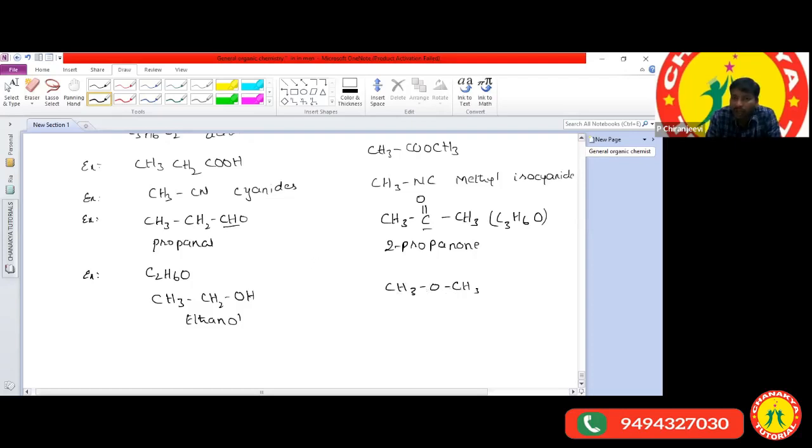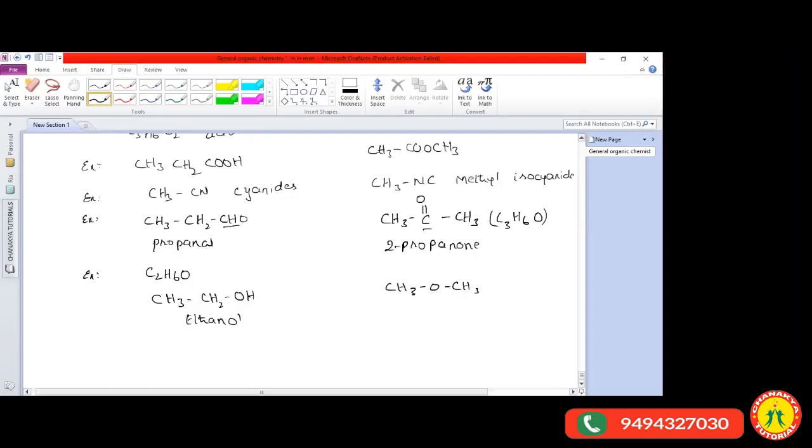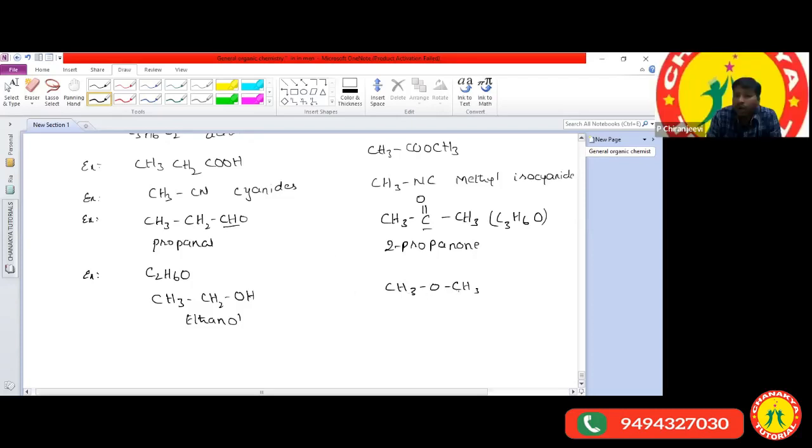What does R-O-R represent? Ether. Yes, R-O-R represents an ether. Now, alcohols are converted into ethers. Both have the same molecular formula but differ in their functional group. So alcohols and ethers are functional isomers.